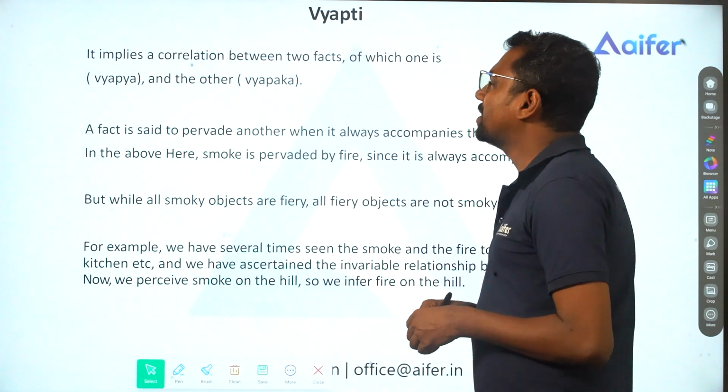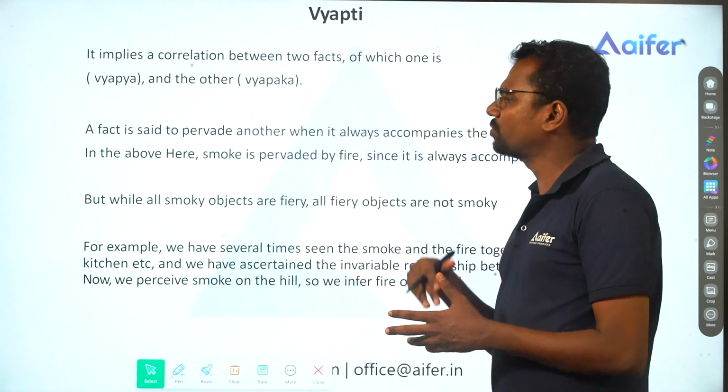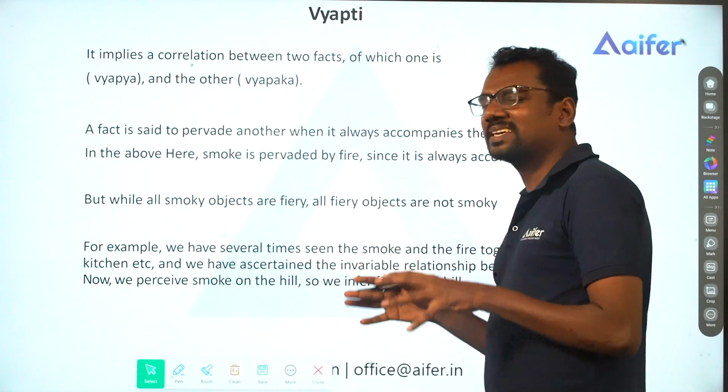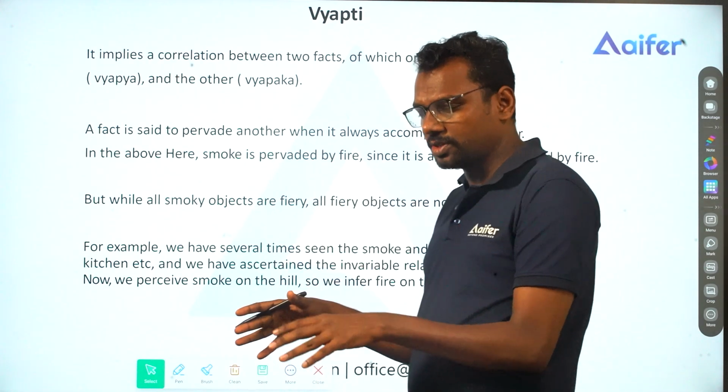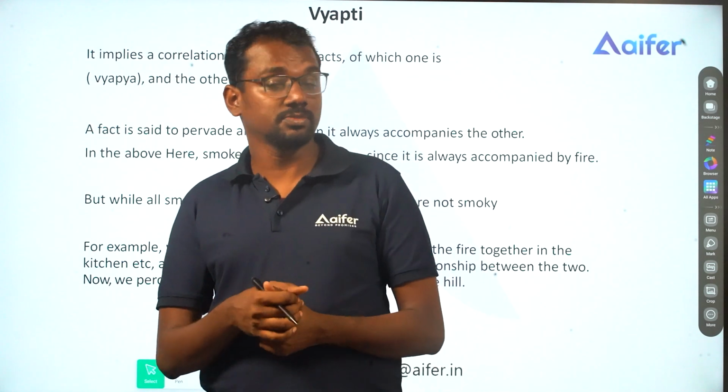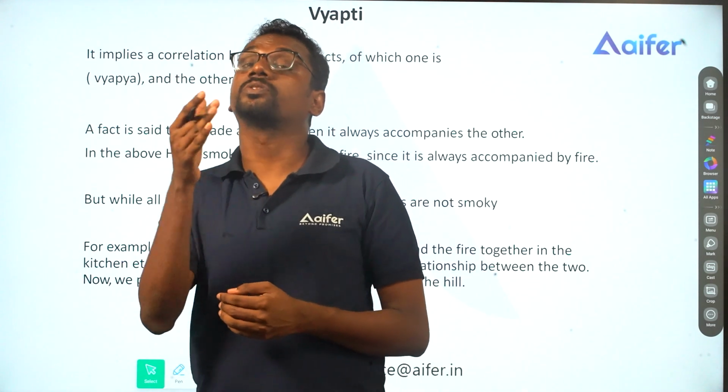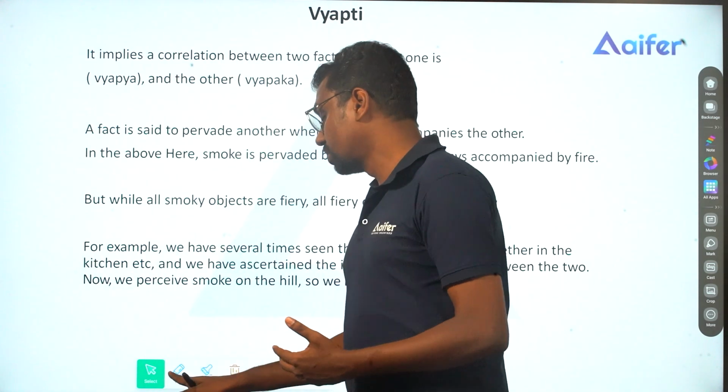Vyapti implies a correlation between two facts, which are Vyapya and Vyapaka. Basically, Vyapti is a relationship between two things in a particular assumption. For example, the relationship between smoke and fire is what we call Vyapti.